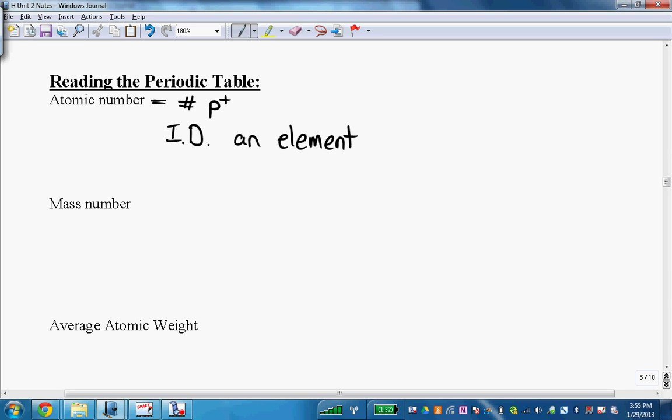And when Dmitri Mendeleev put together the periodic table, this is how he arranged it. He arranged it in increasing order of atomic number. So the periodic table is in this order.